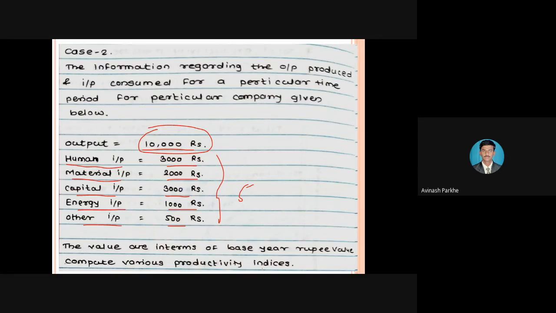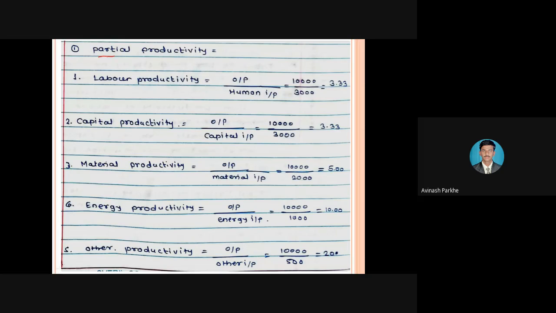If I have to calculate the productivity of material only, that productivity is equal to total output upon material input. If I have to calculate the productivity of human only, then it is equal to total output upon human input. So initially I will calculate the partial productivity. Total 5 inputs are there, and for each and every input I have to calculate the partial productivity.